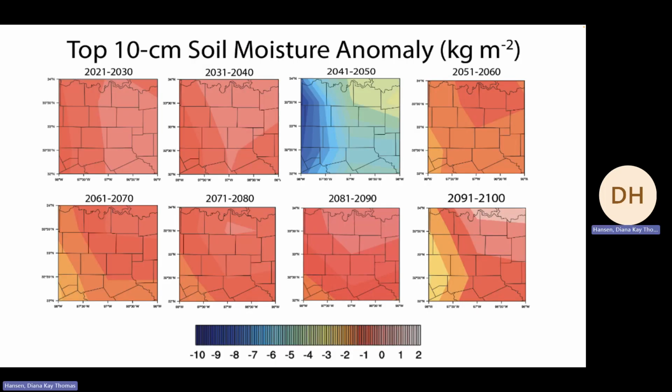Total soil moisture is important because it provides the moisture for evaporation, and in the top 10 centimeters is where most of that will come from. In this diagram, you can see that when compared to 1991 to 2020, there is a deficit for most of the century. It's not a great one until we get to 2041 to 2050. We are looking at this area right here.